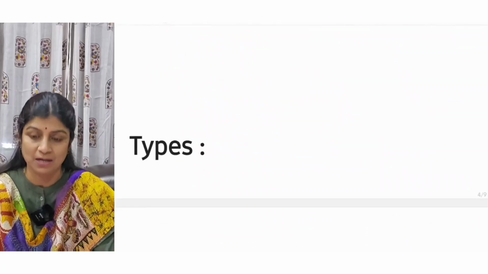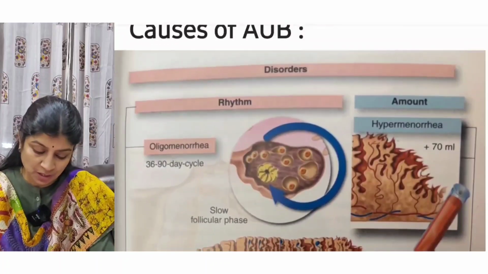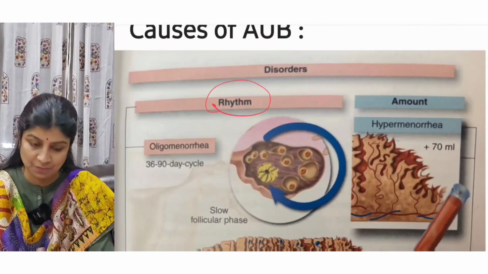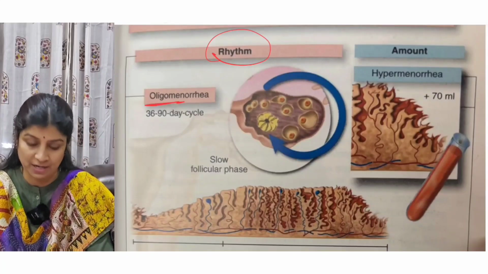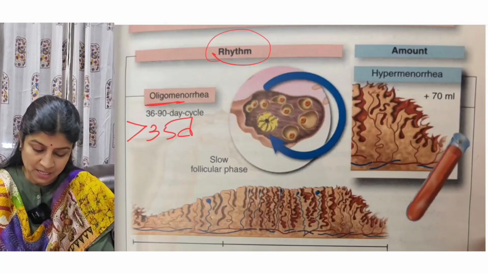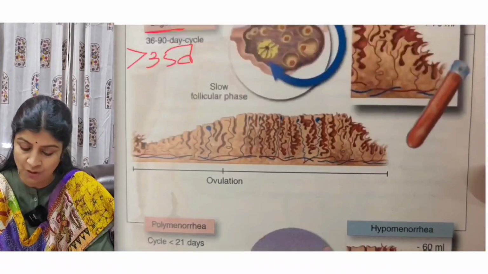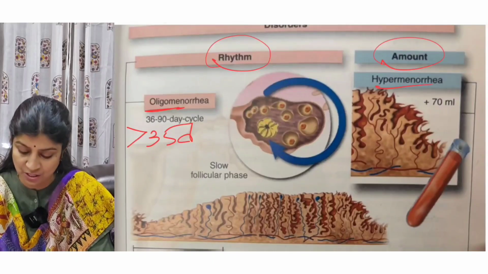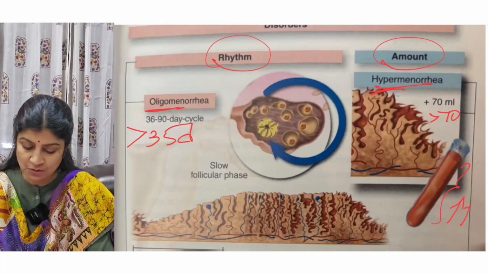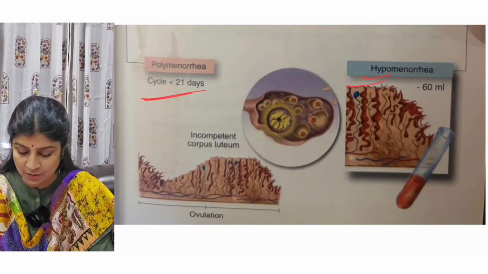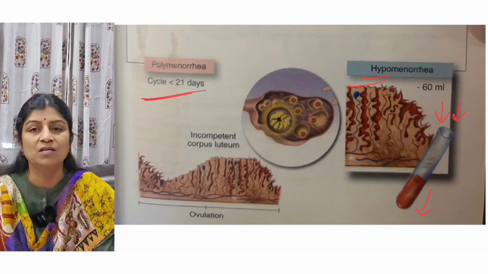These abnormalities and the normal cycle are depicted in this picture. When it comes to the rhythm, that is cycle length, as I described before: in oligo, the cycle length is more than 35 days; in poly, it is less than 21 days. This is the rhythm of the cycle. When it comes to the amount, hypermenorrhea or menorrhagia is more than 70 ml. And with hypo, it is always reduced, scanty bleeding. So these are the various menstrual irregularities.